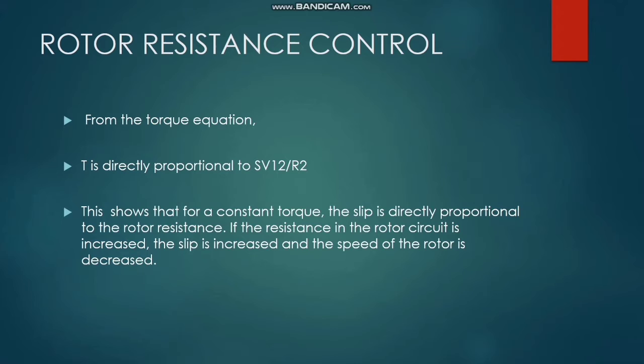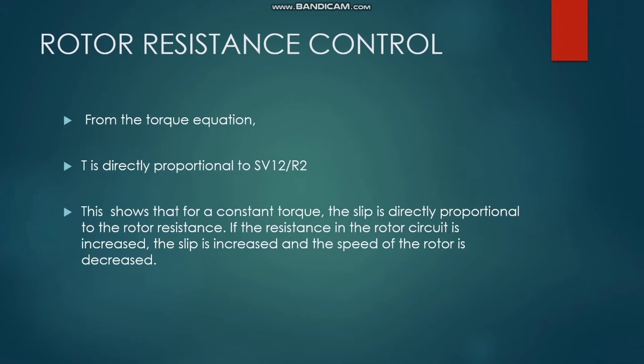In order to maintain torque constant, let us assume that the supply voltage V1 is constant. So the only possible variable is R2. We are going to increase the R2. In order to maintain the torque constant, the slip S will also increase. From that, we can say that for a constant torque, the slip is directly proportional to the rotor resistance.